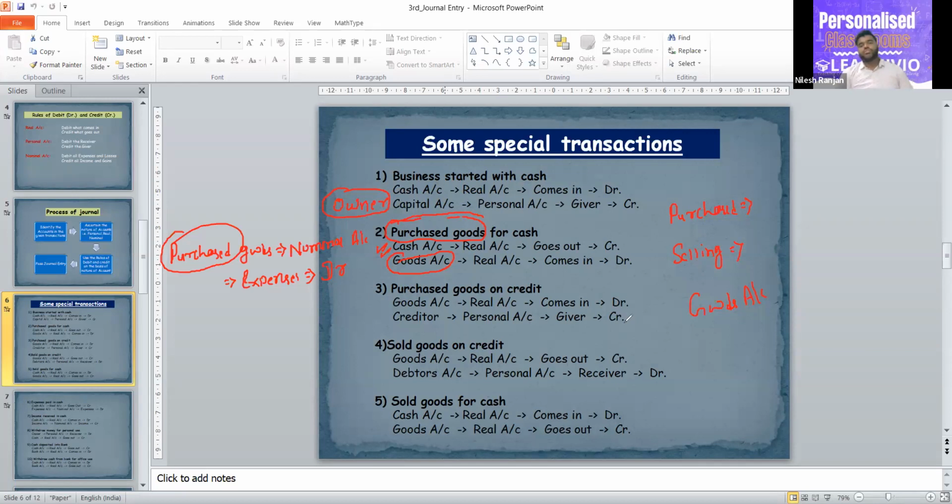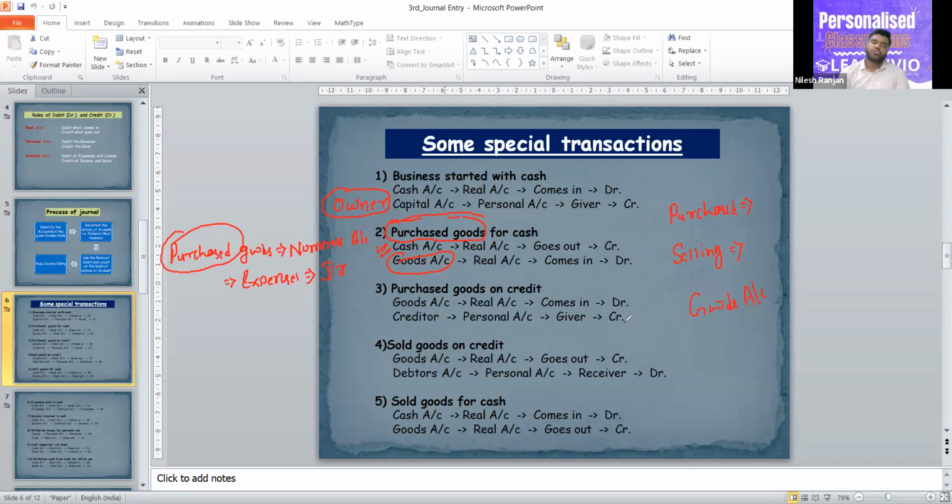Now, the last two transactions, sold goods on credit and sold goods for cash. If we sell goods for cash, then cash will be received and goods will be going out. So goods will be credited and cash will be debited. But this is a sale transaction, so instead of goods, we will write sales. In purchase transaction, instead of goods, we write purchases. Is that clear? Yes, sir.